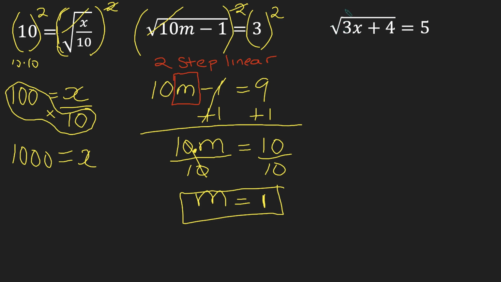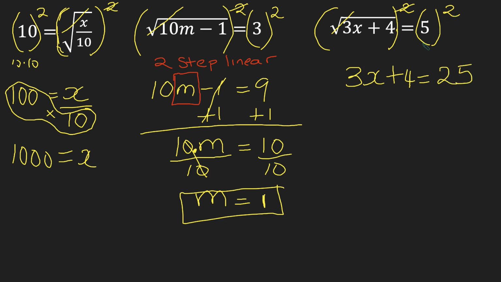Suppose I have the square root of 3x plus 4 equals 5. Again, to get rid of that square root sign, I'm going to square both sides. Remember, the square cancels the square root, so I'm just left with what's inside. However, on the right, 5 squared is 25. Remember, that's 5 times 5. Now, this is again a two-step.